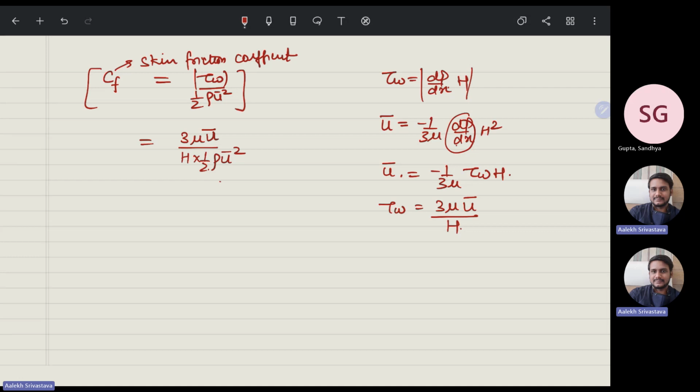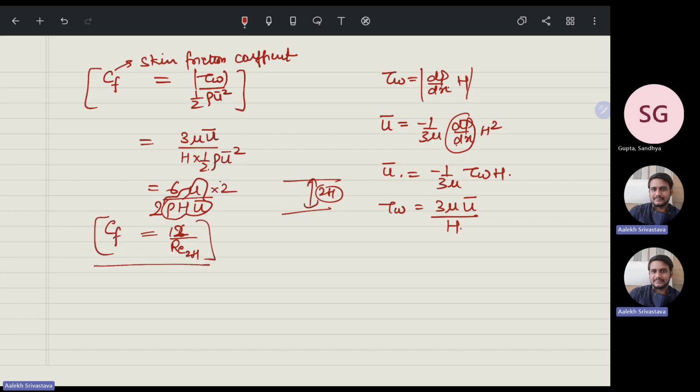So it will come as 6 mu divided by rho h u bar. Now rho h u bar by mu is equal to the Reynolds number. And here h is 2h because the height is 2h. So it is 6 by Reynolds number of 2h, and that is equal to 12 because we need 2h and we need to multiply it also by 2. So this is your skin friction coefficient, that is equal to 12 by REH.